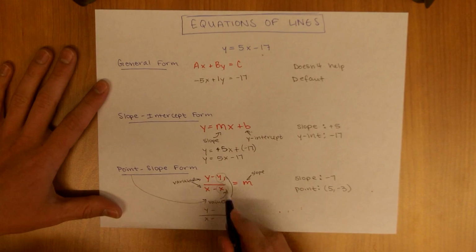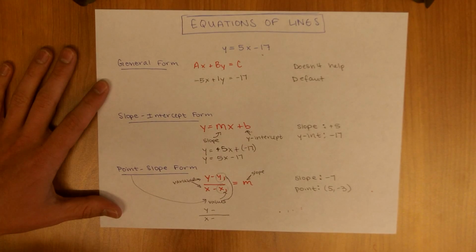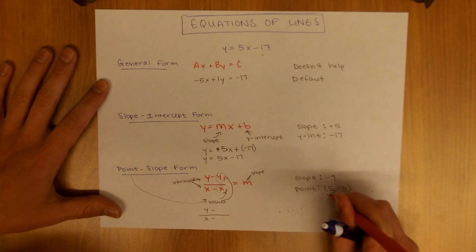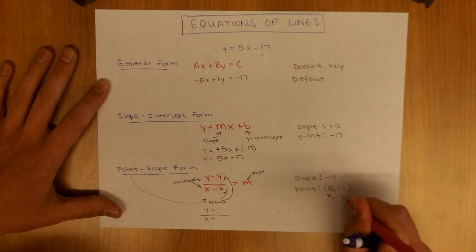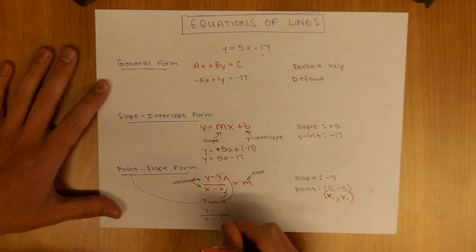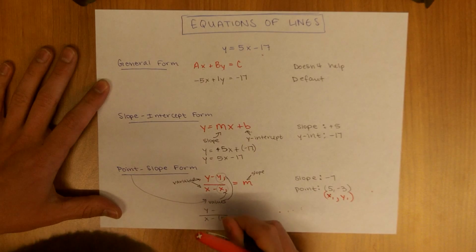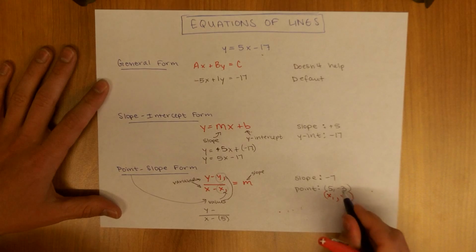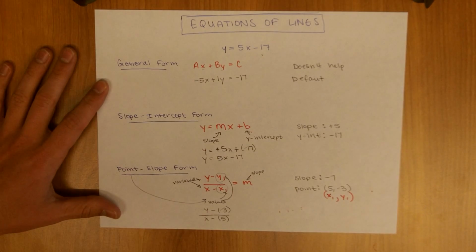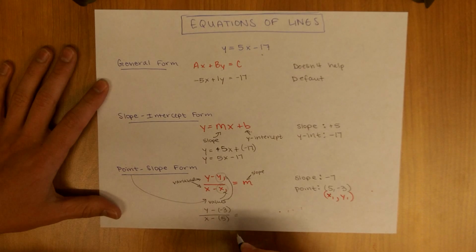But the second y and the second x, y1 and x1, those are actually part of our coordinate. And our coordinate over here, if I put this underneath, this is x1 and this is y1. So x1 is 5, and I'm going to put that in parentheses, and y1 is -3, putting that in parentheses. Then our slope right there is -7.